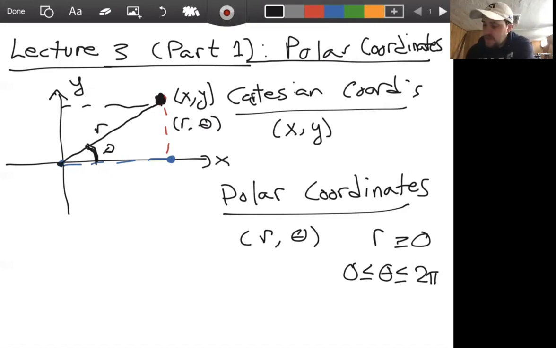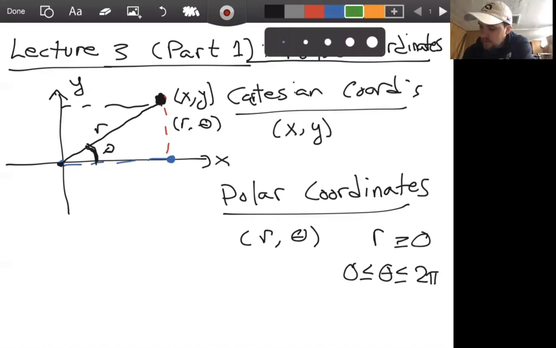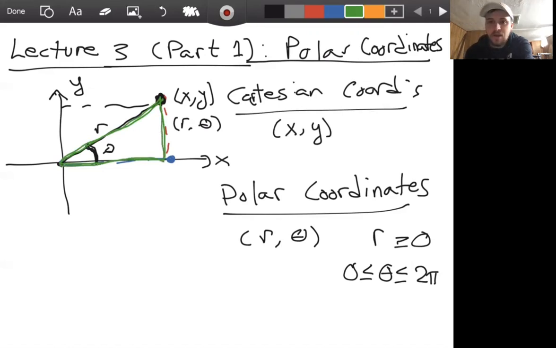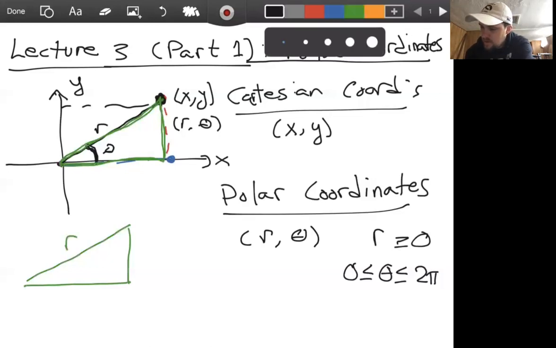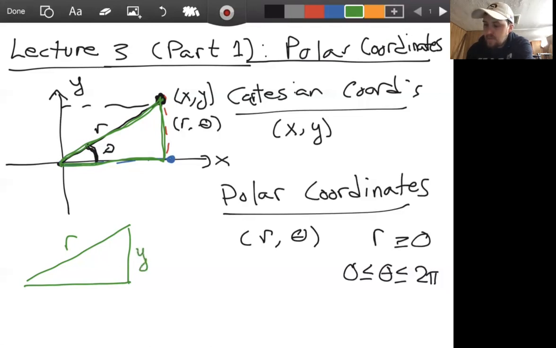And so let's see how we can go back and forth between the two. Notice we get a triangle. Maybe I'll, in green here, draw this triangle. We can use this triangle to get some relationships between Cartesian coordinates and polar coordinates. If we look at this triangle here, we have that the hypotenuse is r. We have that the opposite edge is y, because it's the height. And we have that the adjacent edge is x, because that's the base of this triangle. And we also have an angle theta. Now we can use some basic trig relations to get conversion formulas to go between Cartesian and polar coordinates here.